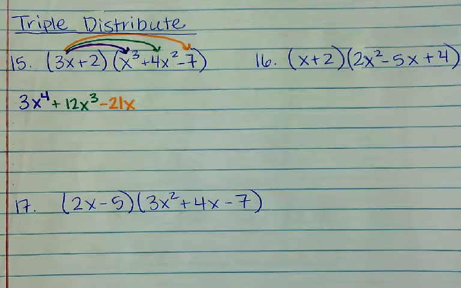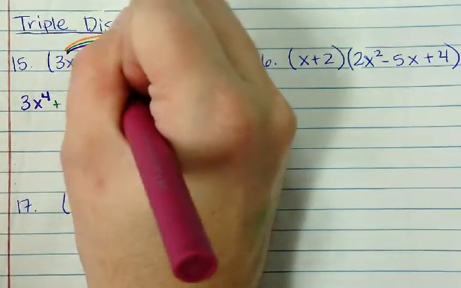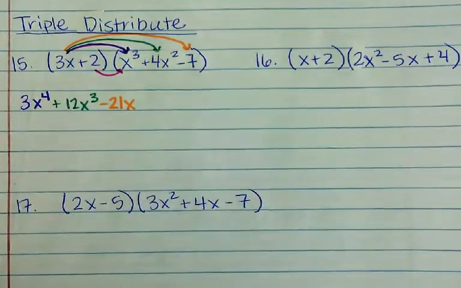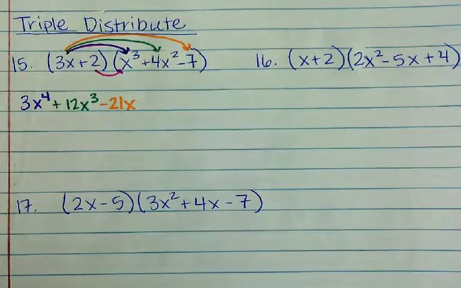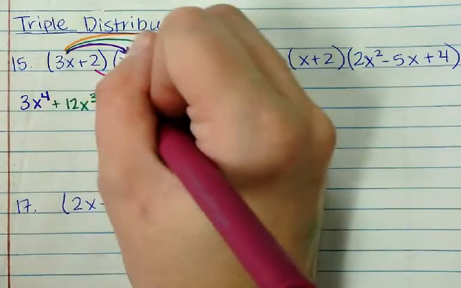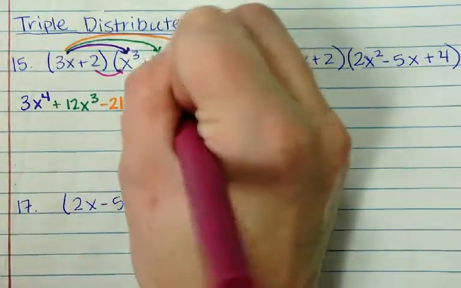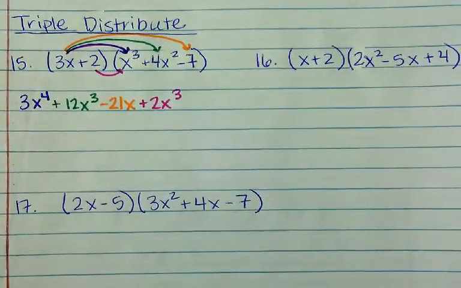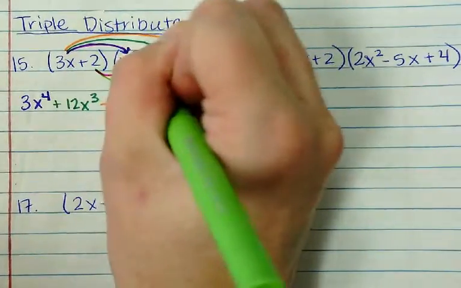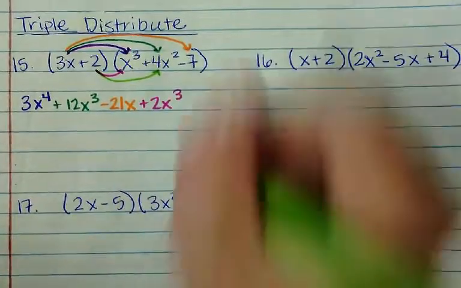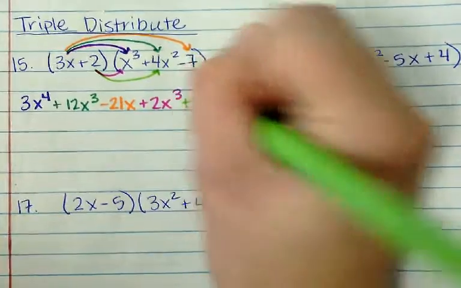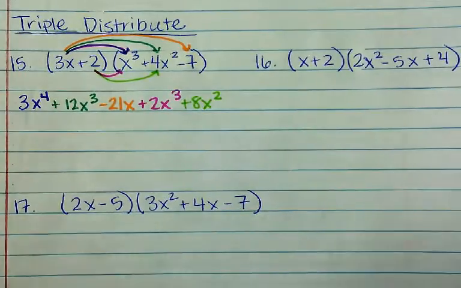So then I do everything again, but with the 2. So positive 2 times x cubed is going to give me 2x cubed. And then positive 2 times 4x squared is going to give me 8x squared. And last, but certainly not least, positive 2 times negative 7 is going to give me negative 14. Okay?